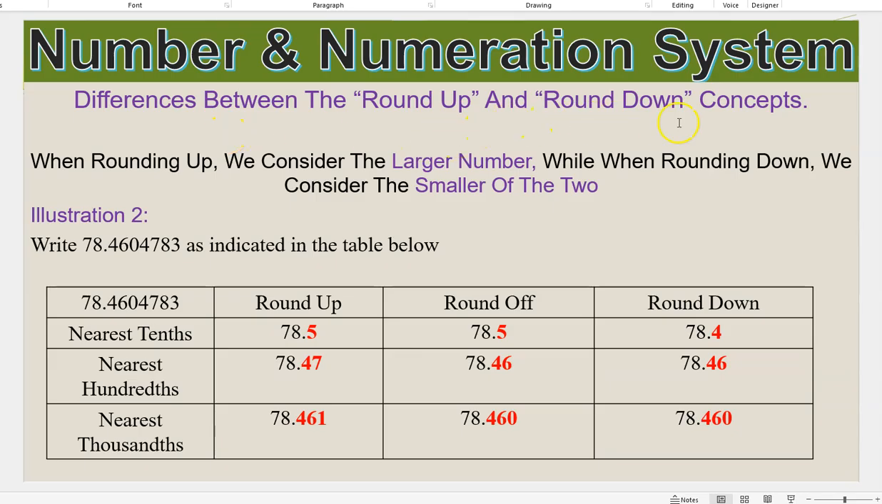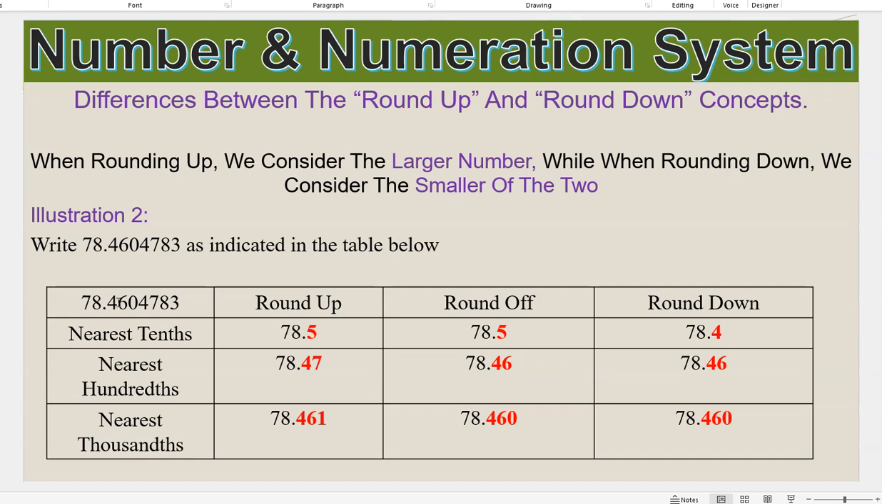Differences between the round up and round down concepts. When we round up, we consider the larger number, whereas when rounding down, we consider the smaller of the two. So illustration 2, write 78.460478 as indicated in the table below. Round up: we consider the larger number. So we borrow 1 from here and add it to this, making 5. So it will be 78.5. Round off is the same thing. We consider the larger number added to this, making 5. So we're going to get 78.5.